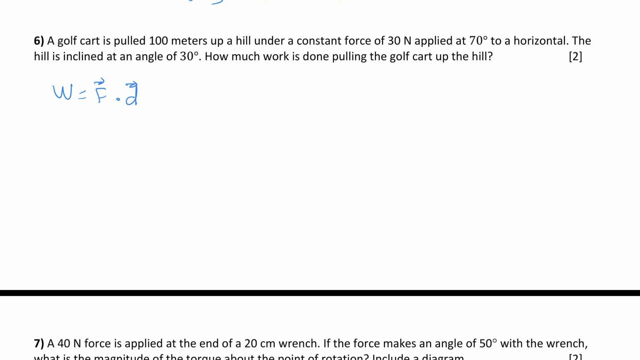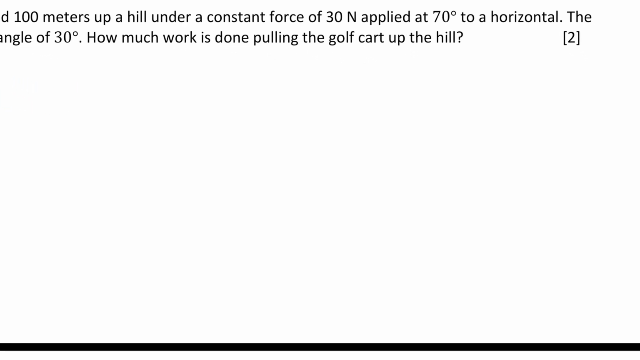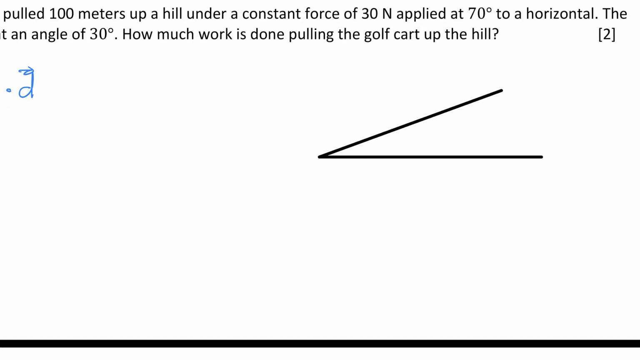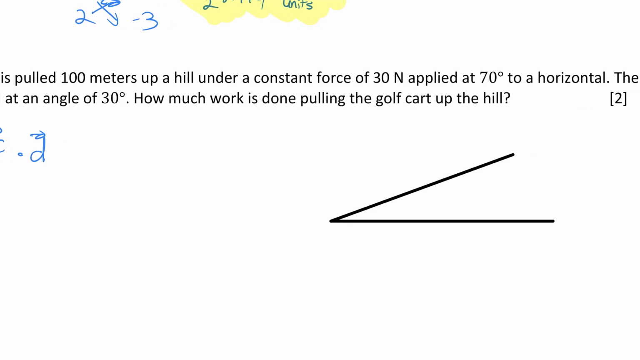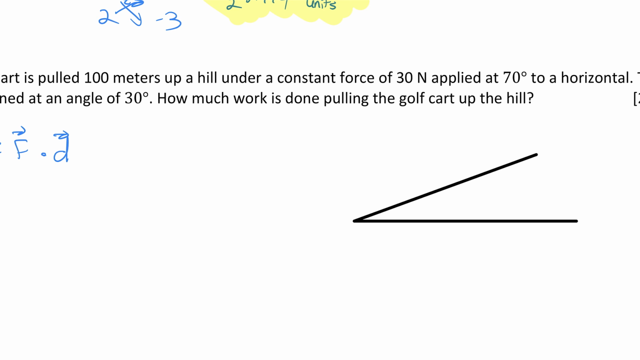So let me start by drawing a hill that is inclined at 30 degrees. So there's my hill that's inclined at 30 degrees. And I know that the force that is used to pull it up the hill makes a 70-degree angle with a horizontal. So the force, which is this vector right here, makes a 70-degree angle with a horizontal. Well, the hill is inclined at 30 degrees. So that means the angle between the force and the hill is going to have to be 40 degrees so that that maintains that 70-degree angle with a horizontal.